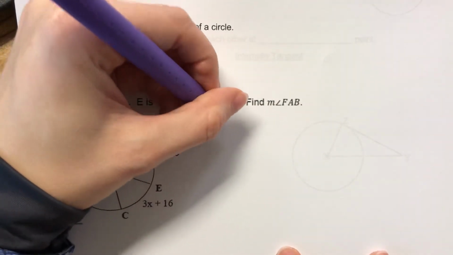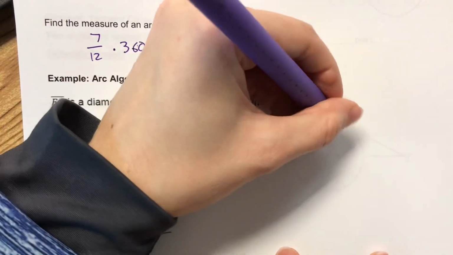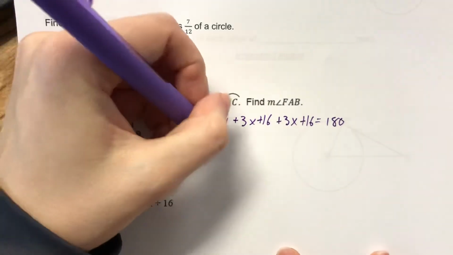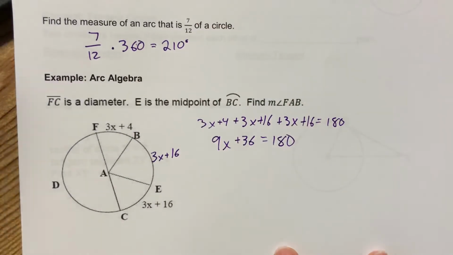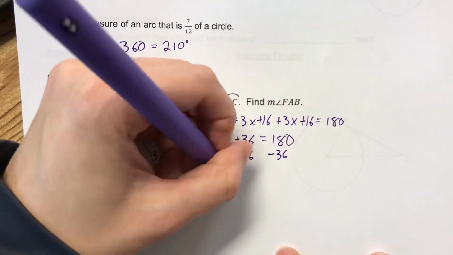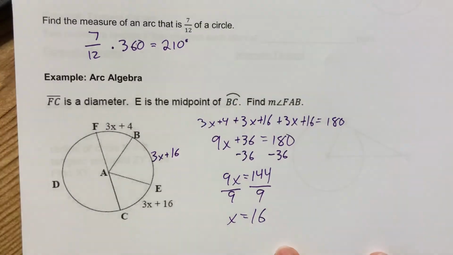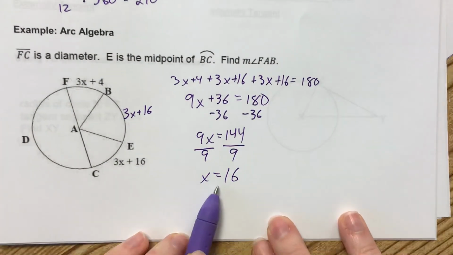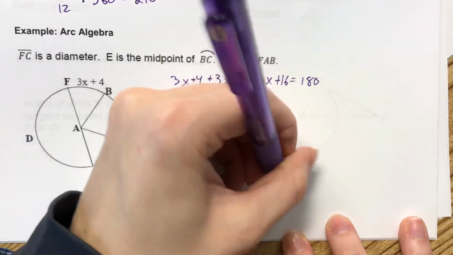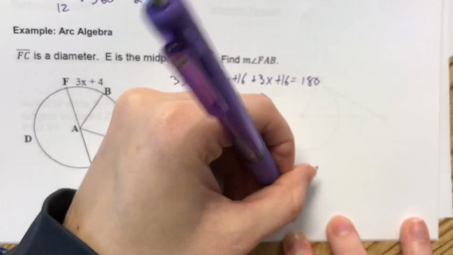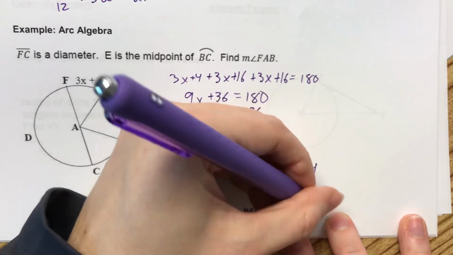So we can say 3x plus 4 plus 3x plus 16 plus 3x plus 16 equals 180. And then we can just solve this equation. So we've got 9x, and 16 plus 16 is 32, plus 4 is 36, equals 180. Subtract 36, so 9x equals 144. Divide both sides by 9, and x is equal to 16. But of course, that's not our answer. We want to make it the measure of angle FAB. So 3x plus 4: 3 times 16 plus 4 is 48 plus 4. So the measure of angle FAB is equal to 52 degrees.